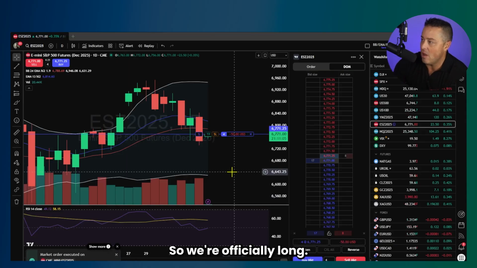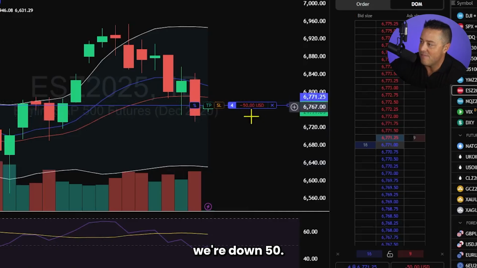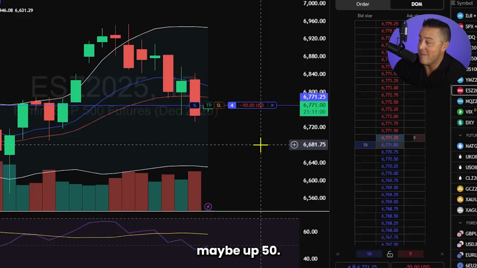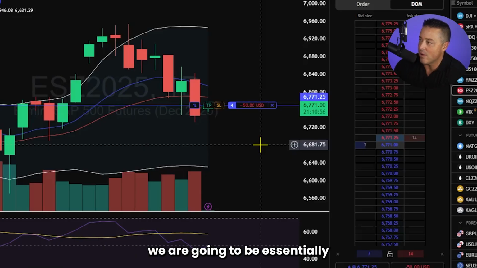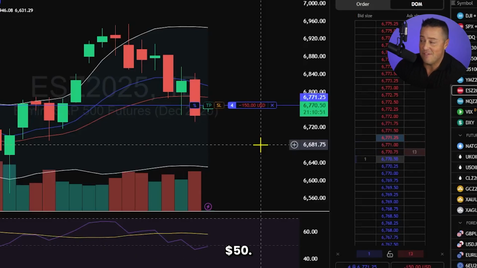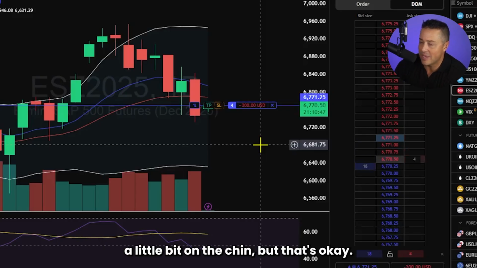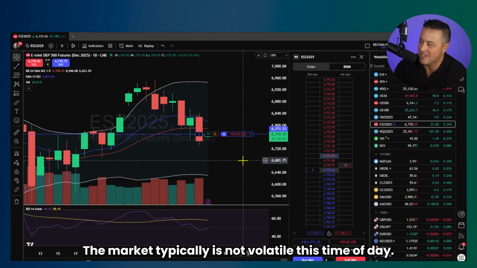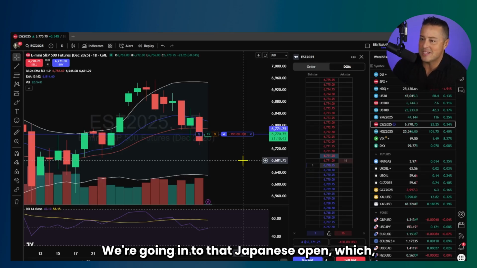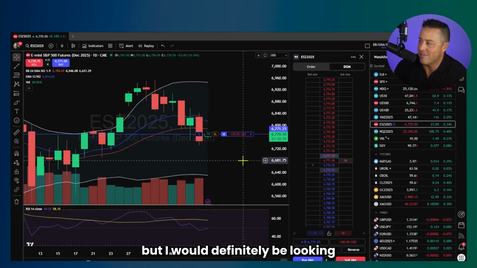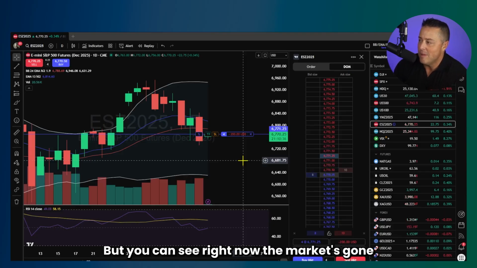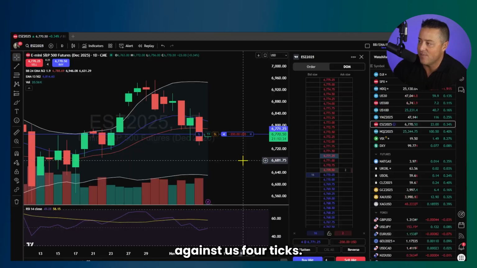So we're officially long, and you can see right here, we're down 50. We'll probably rotate maybe up 50. But every time the market moves a tick, we are essentially either credited or debited $50. You can see right here, we're taking it a little bit on the chin, but that's okay. The market typically is not volatile this time of day. We're going into that Japanese Open, which is not a bad time to be trading, but I would definitely be looking to do this during the U.S. Open. But you can see right now the market's gone against us 4 ticks.